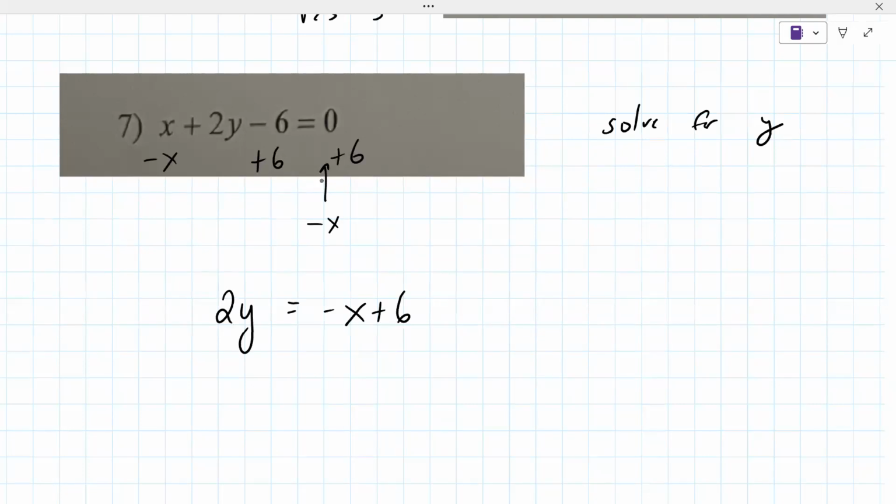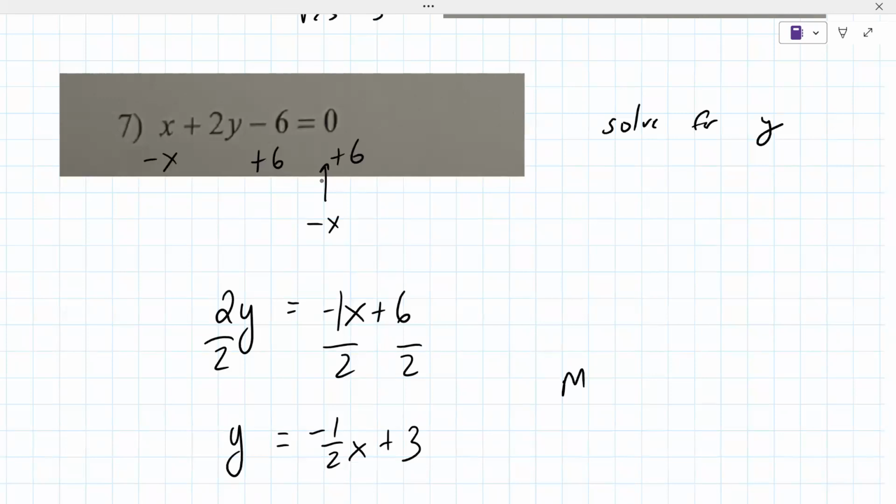Is that okay? Yes. All right, so now you divide everything by 2. Divide both sides by 2. So that's y equals minus 1/2 x plus 3. Can you tell me the slope and the b value of this? Slope is negative 1/2 and b is 3. Very good. All right, very good.